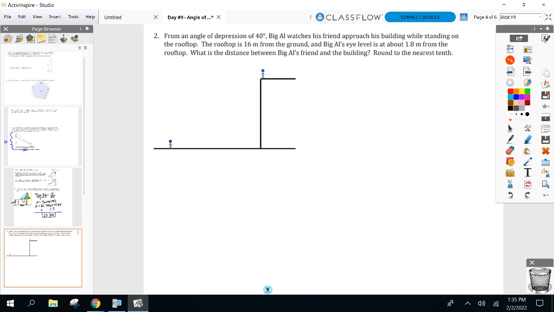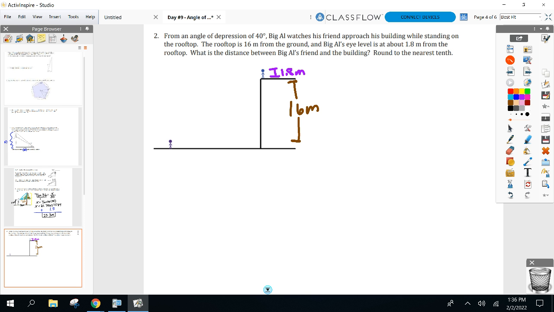So what about Big Al, the actual celebrity of this whole year? Angle of depression of 40. I'll get to that in a second. He's watching his friend approach the building. The rooftop, 16 meters from the ground. Can we label 16 meters? The rooftop is set 16 meters from the ground. Right, 16 meters. What else do I have? Big Al's eye level, 1.85 meters from the rooftop. Ooh, Big Al. 1.8 meters.